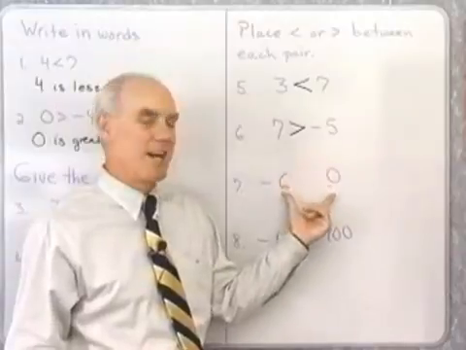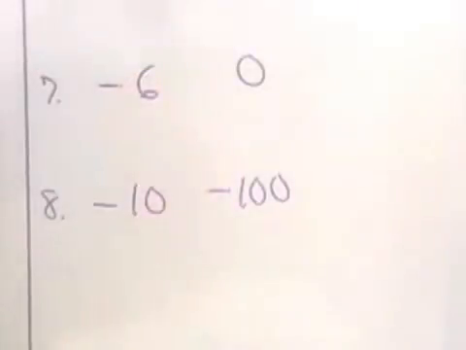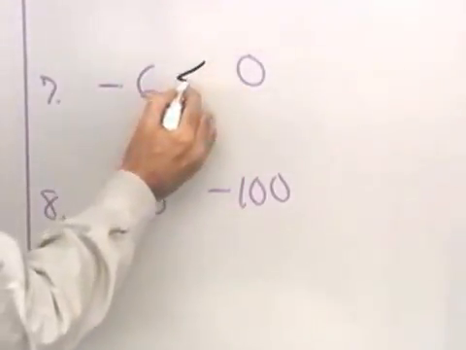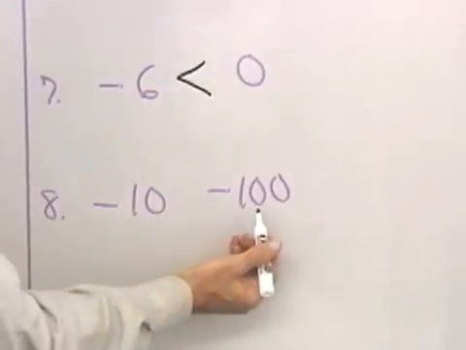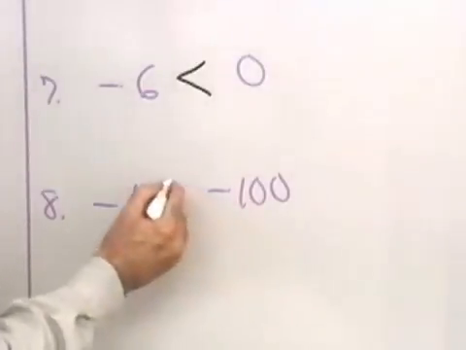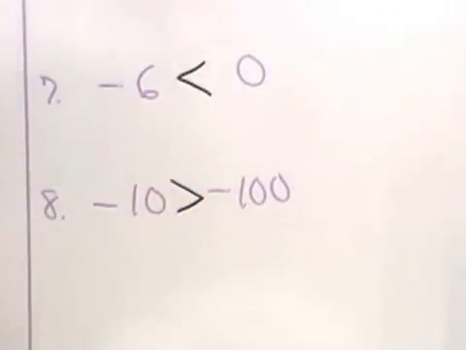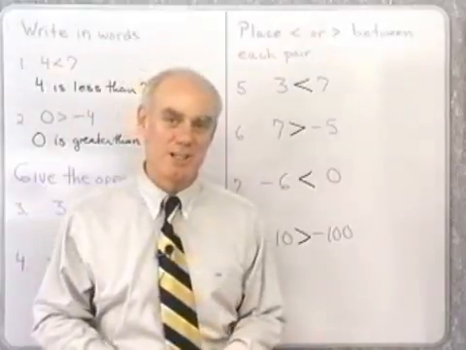the smaller number. So I simply want my inequality symbol to point to the smaller of the two numbers being compared. Next I have negative 6 and 0. Well, negative 6 is the smaller number, so my inequality will point that way. My last one, I have negative 10 and negative 100. Negative 100 is the smaller of the two numbers, so my inequality symbol will point in that direction.